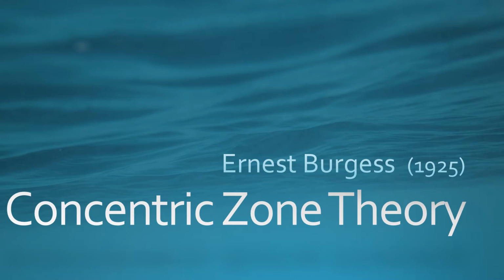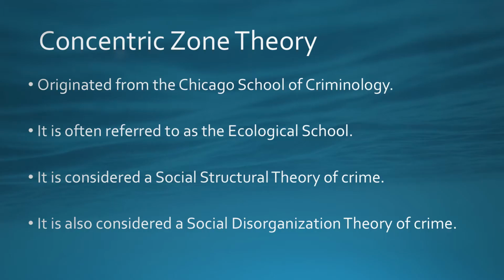Today we're going to learn about Ernest Burgess's concentric zone theory. The concentric zone theory originated from the Chicago School of Criminology. It's often referred to as the ecological school also. This theory is considered a social structural theory of crime, but also a social disorganizational theory of crime.